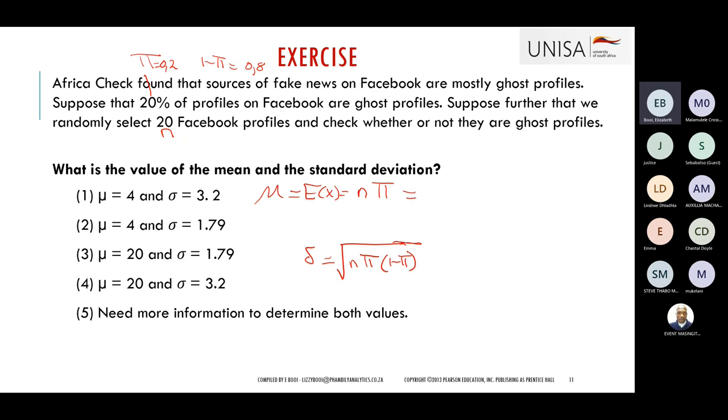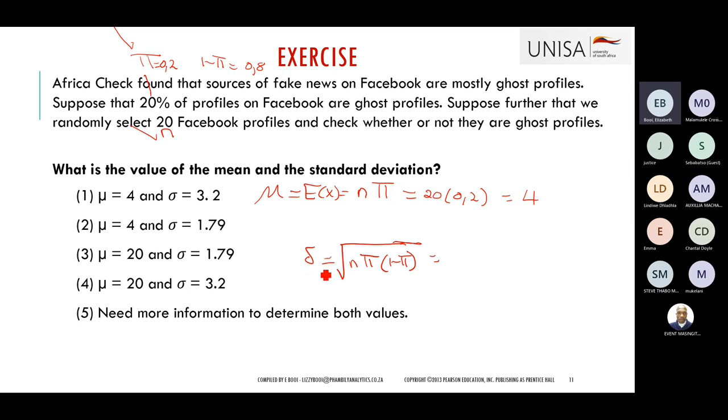So what is the mean? It's n times the probability of success. We already defined what the probability of success is, and we already have the n. We just substitute into the question, which is 20 times 0.2, which equals 4, right?